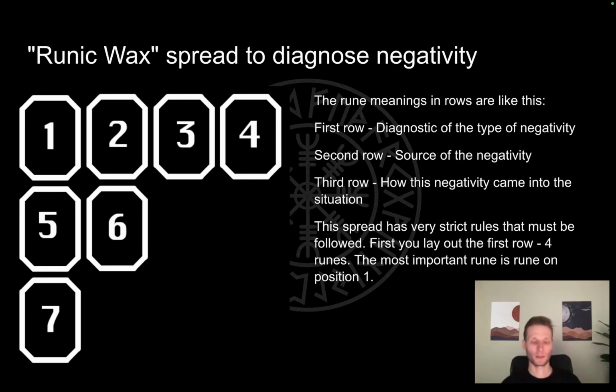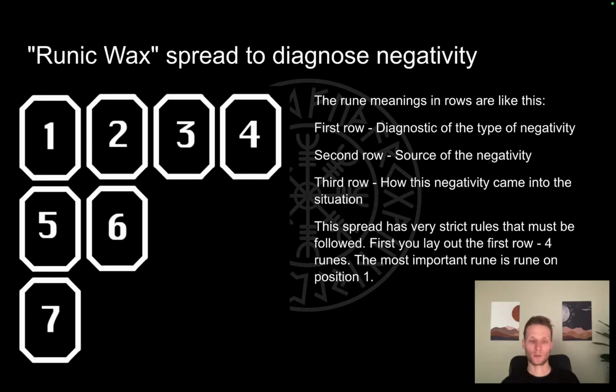So it looks like this. You pull out 4 runes. The first row shows if there is some negativity, and if there is, then what the type of it is. The second row, runes number 5 and 6, shows the source of this negativity, where it came from, and the third row can show how this negativity appeared in your life.